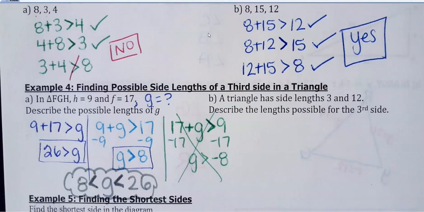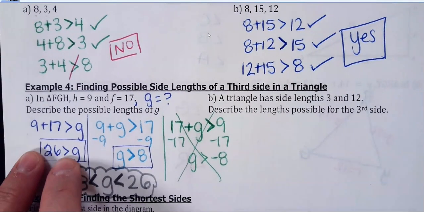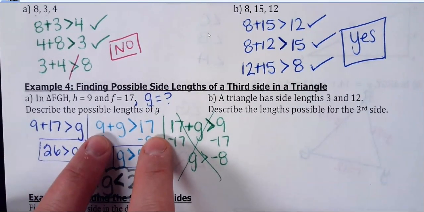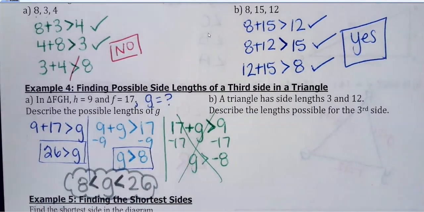Like how can I get the 8 and the 26? How could I get that without setting up a bunch of inequalities? You think? That's it. That's all we ended up doing, right? We added the two numbers here. That gave us the upper end. In this situation, we subtracted the two numbers. That gave us the lower end. So you could just do that real quick.